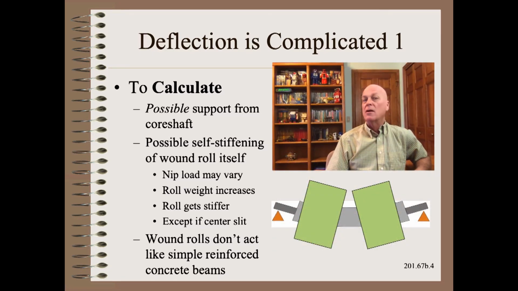Self-stiffening is near zero for the roll that has center slits. In that case, the rolls themselves are simply dead weight and do not contribute much to stiffening. However, none of this is a simple calculation, such as for a simple reinforced concrete beam that some of you may have learned in your college strength of materials class, such as the one I taught.